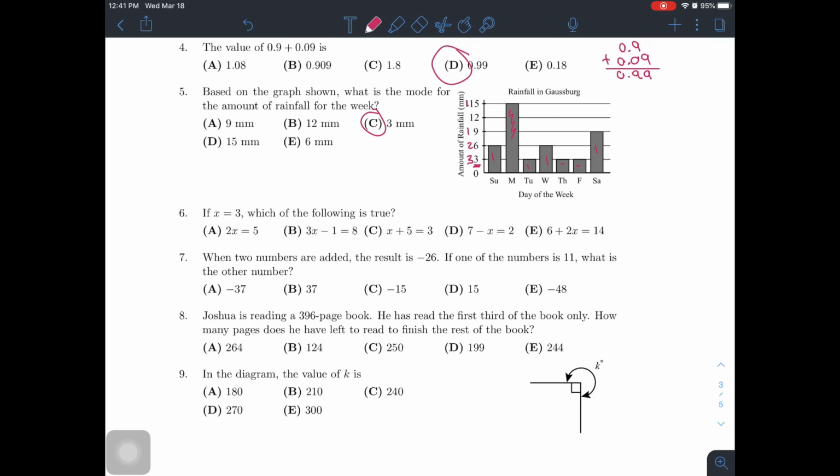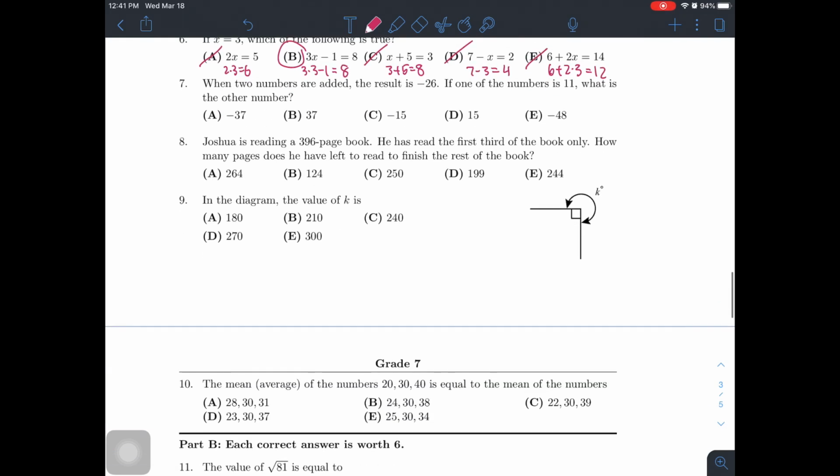Number 6. If x equals 3, which of the following is true? We're just going to go through each of these answers and plug in x as 3. So 2 times 3 equals 6, not 5. 3 times 3 minus 1 is equal to 9 minus 1, which equals 8. So this is true, but let's go through all of the other answers as well. 3 plus 5 equals 8, not 3. 7 minus 3 equals 4, not 2. And 6 plus 2 times 3 equals 12, not 14. So B is the correct answer.